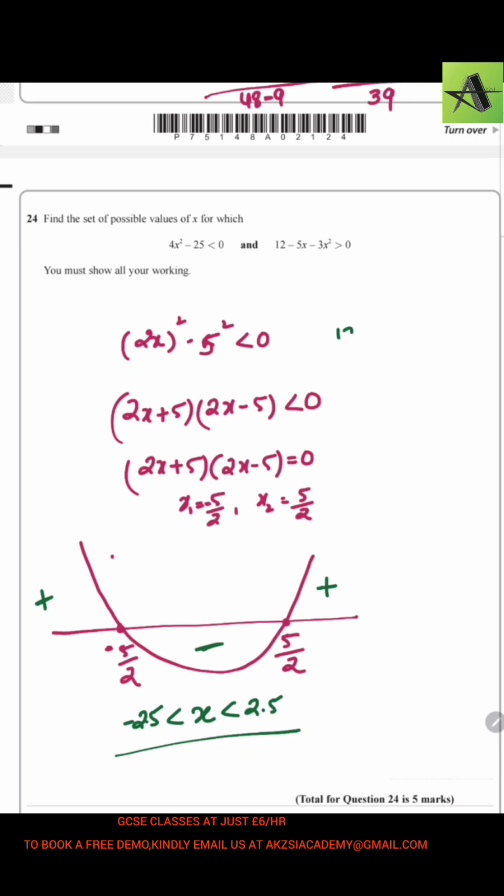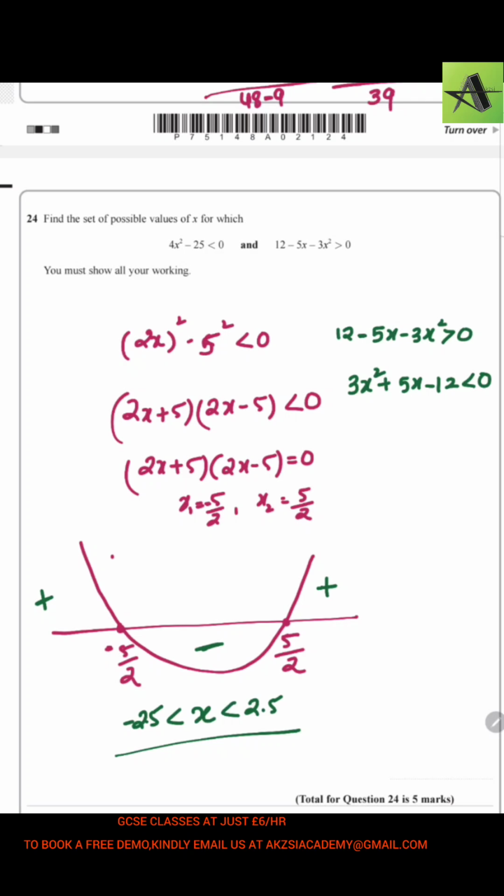The second one is 12 − 5x − 3x² > 0. So what will happen when I factorize this? Let's multiply both sides by a negative sign. This becomes 3x² + 5x − 12 < 0, which is much easier. Now if I factorize this, my product should be 3 times −12, which is −36, and the sum should be 5. So I have to find two numbers.